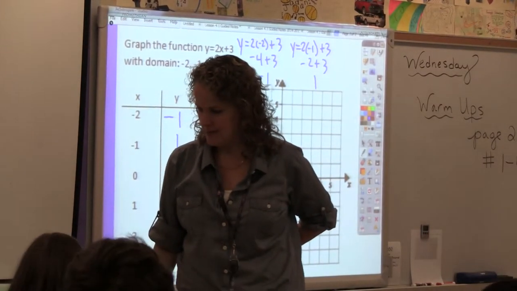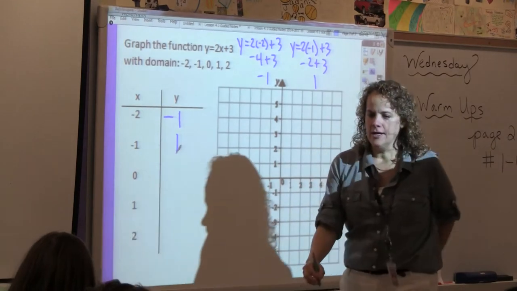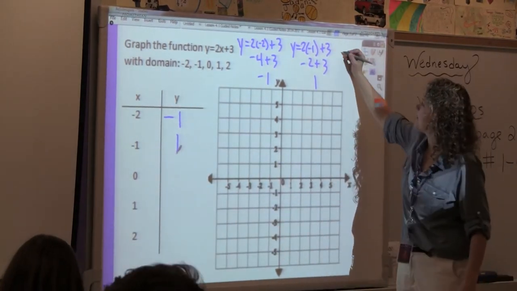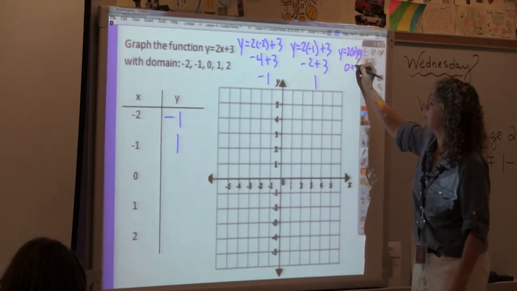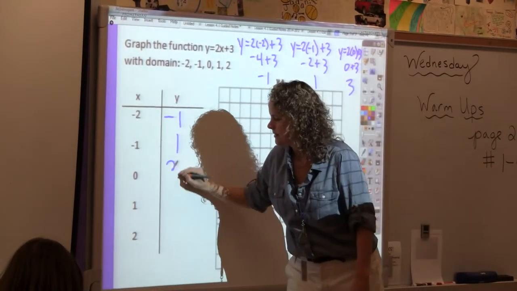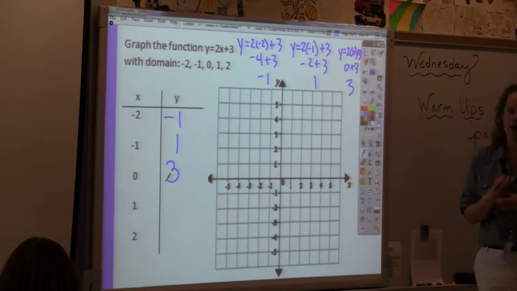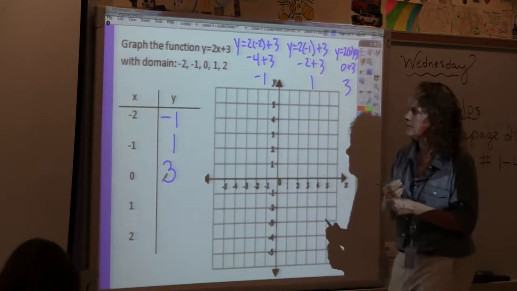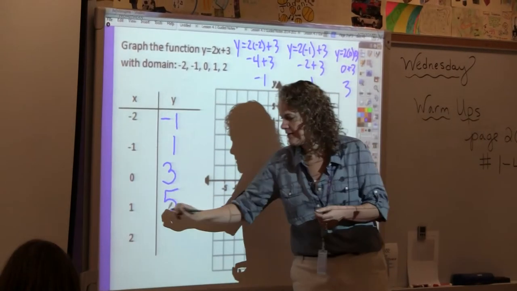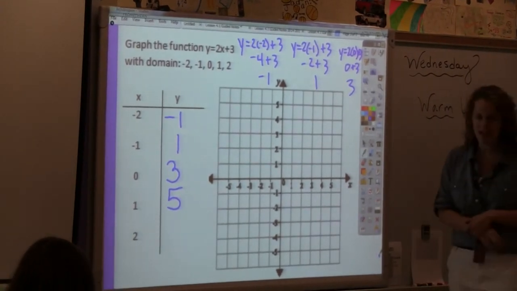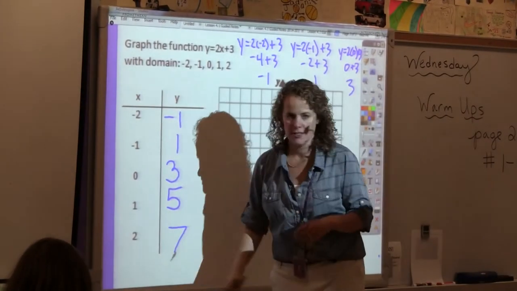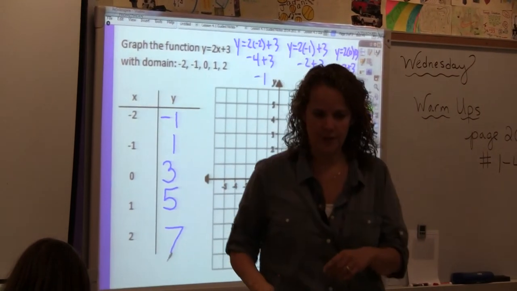All right. And then for the next one, y equals 2 times 0 plus 3. 0 plus 3 is 3. When you put in the +1, 2 times 1 is 2 plus 3 is 5. And when you put in the 2, 4 plus 3 is 7. Does that look good?